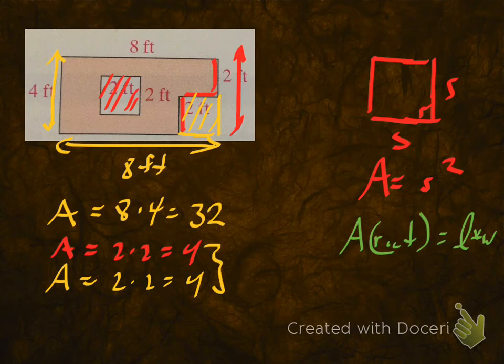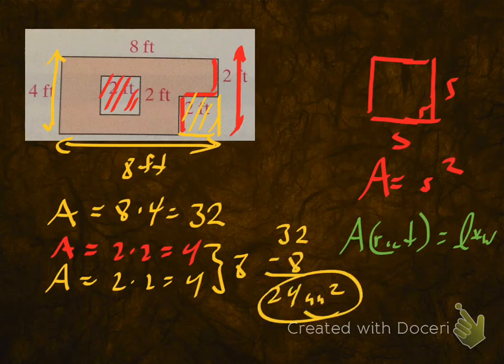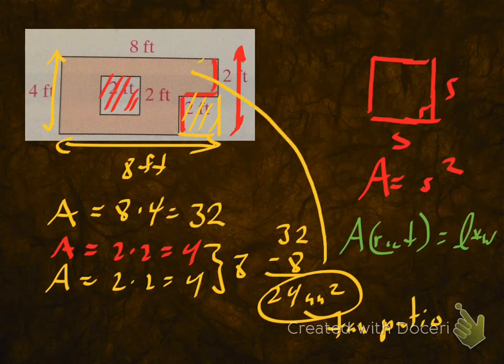So right here we've got a total of 8 units that have been removed. So now just subtract 32 minus 8 equals 24 units squared. And that would be the area of the tan patio, or whatever it is. Okay? That would be this part right here.